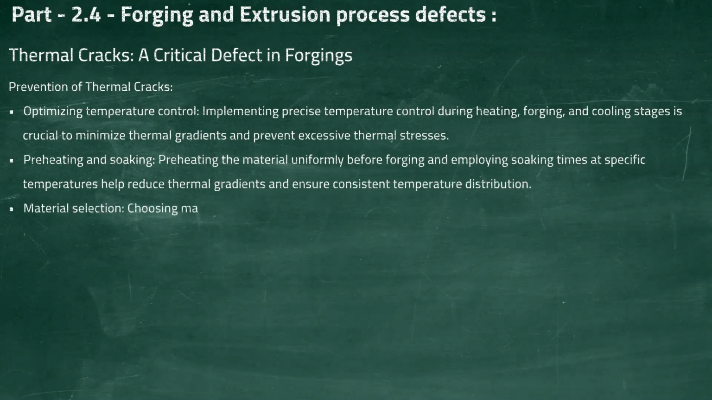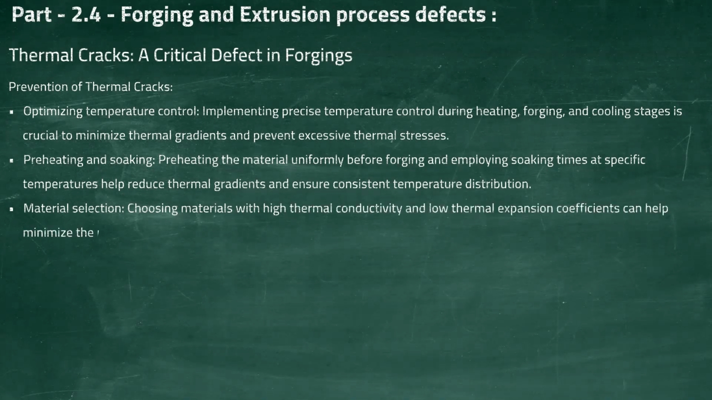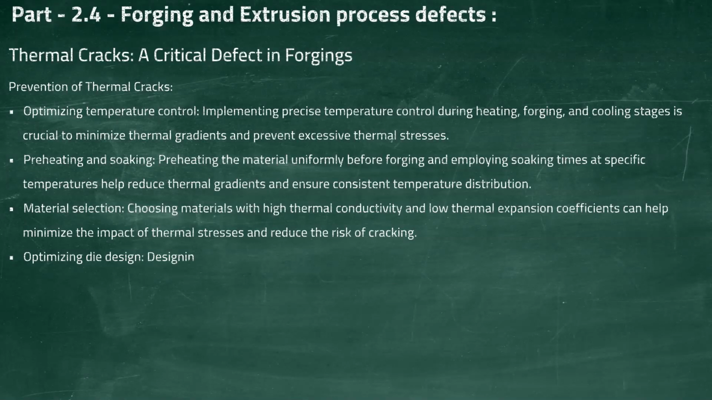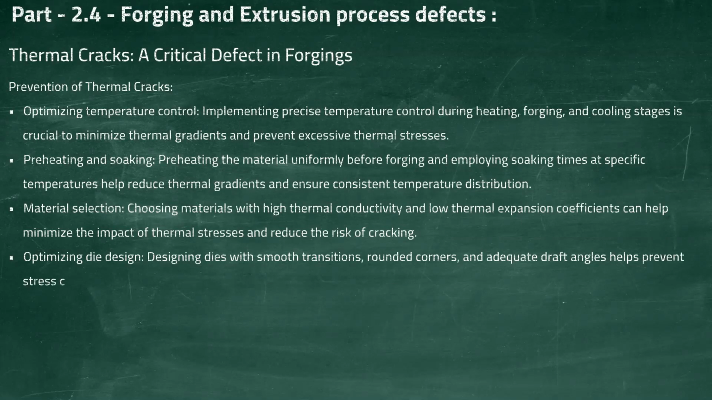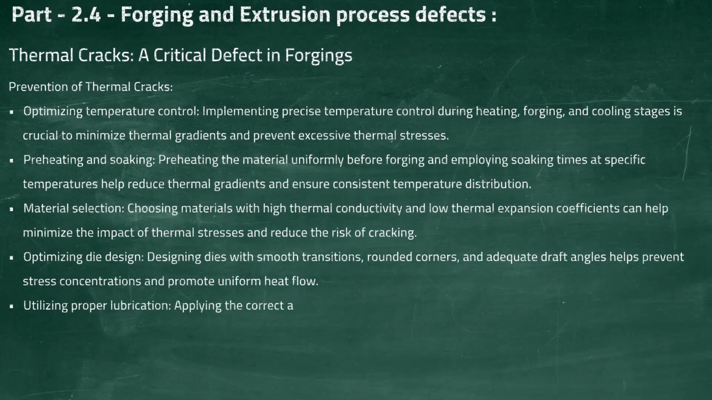Material selection. Choosing materials with high thermal conductivity and low thermal expansion coefficients can help minimize the impact of thermal stresses and reduce the risk of cracking. Optimizing die design. Designing dies with smooth transitions, rounded corners, and adequate draft angles helps prevent stress concentrations and promote uniform heat flow.